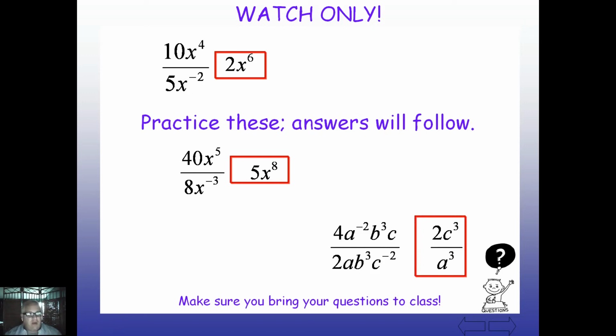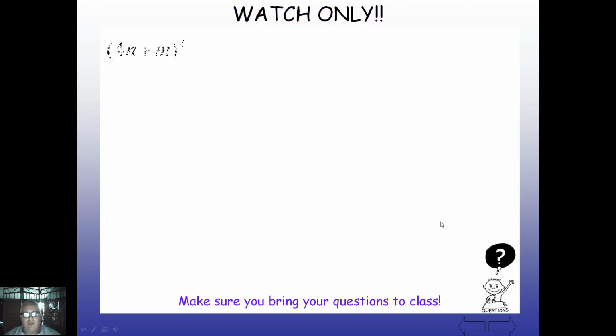Even though c and a are cubed, they're obviously different numbers because they're different letters, so they represent different numbers. So no reducing there. Just leave it 2c cubed over a cubed. All right then, let's go ahead and turn the page to the next type of problem. Here we're going to do some binomials.